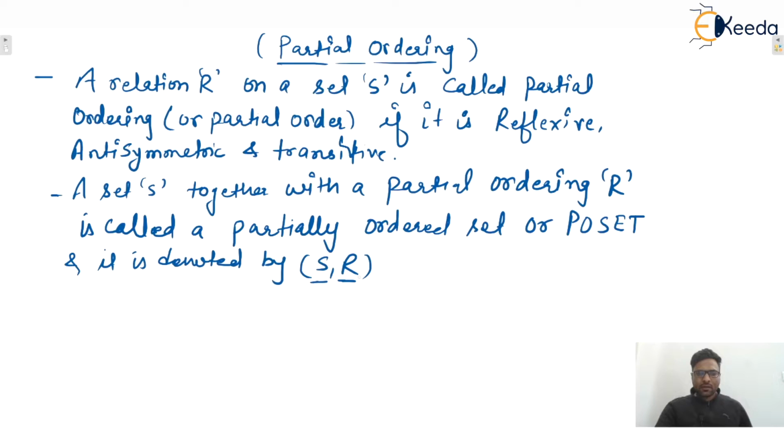These two together are called a partially ordered set, and it is denoted by S comma R. Remember, R is a relation that is reflexive, antisymmetric and transitive. That's why R is known as partial order, isn't it? R is partial order and S is a set, so both together are known as poset.